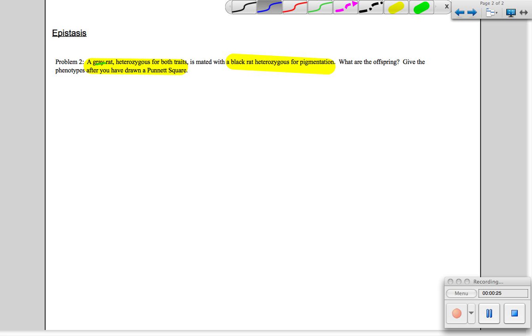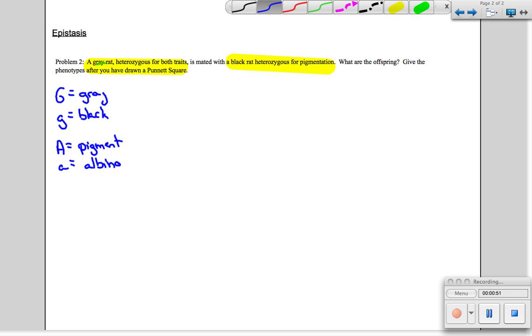First, let's establish our key. I know from my readings and from the previous practice problem that gray is the dominant trait and black is the recessive trait. I also know that having pigment is dominant and being albino is recessive.